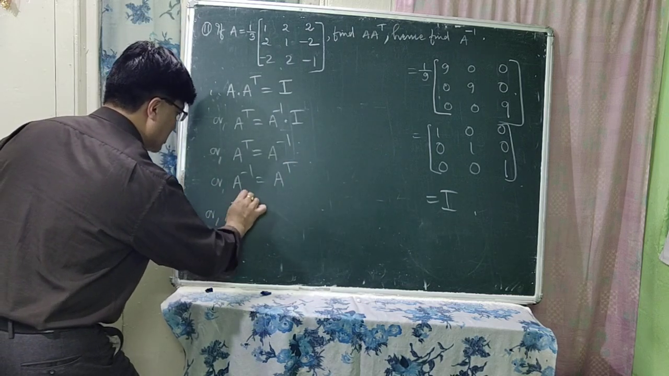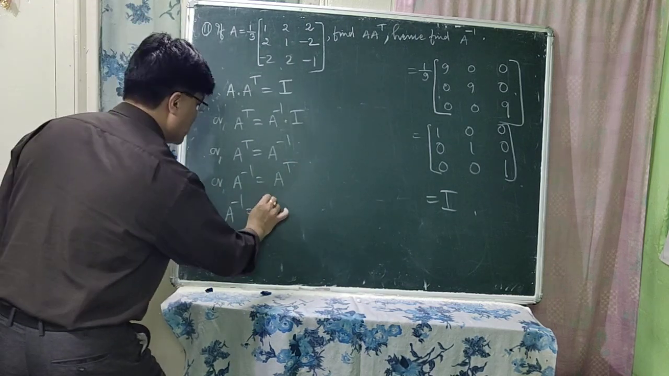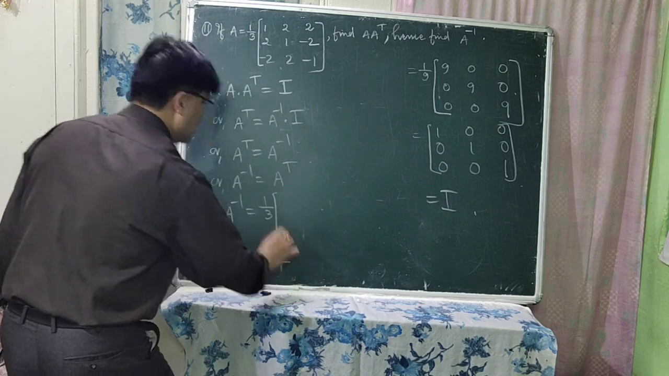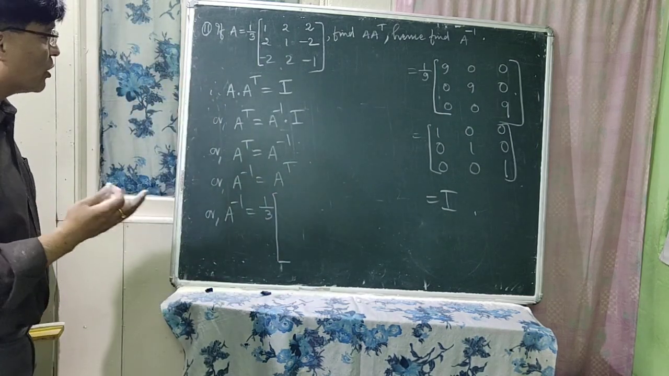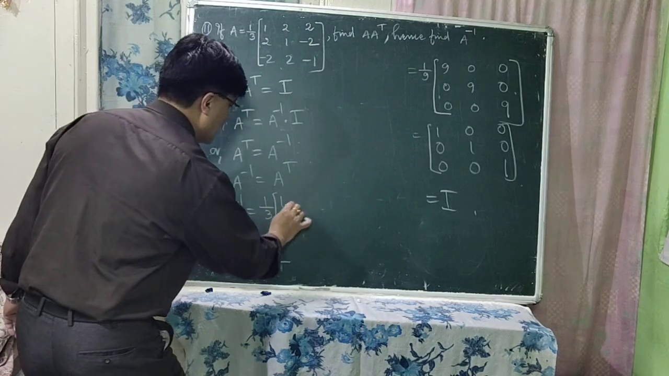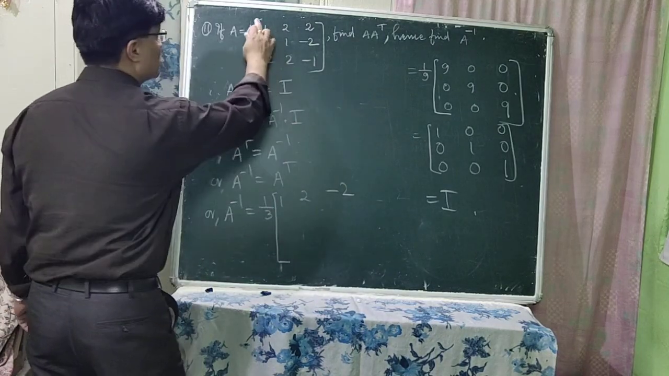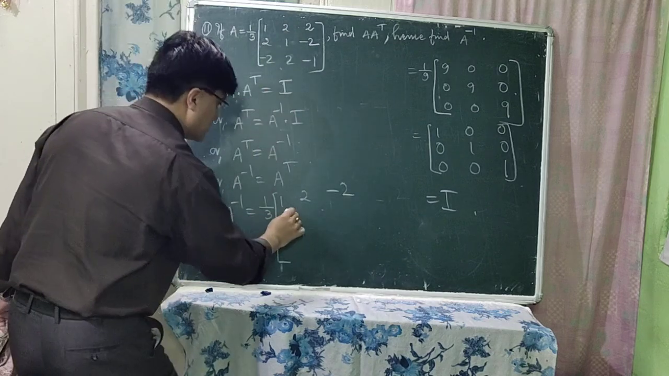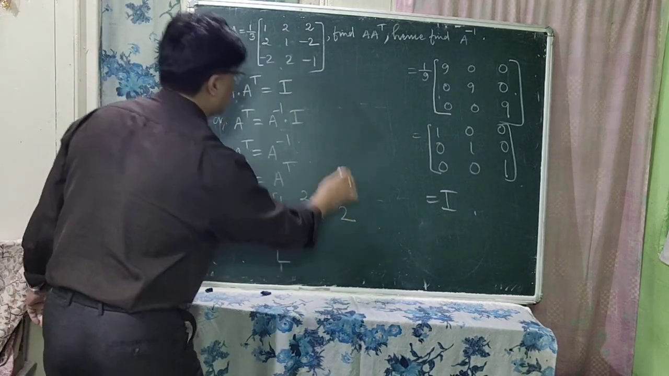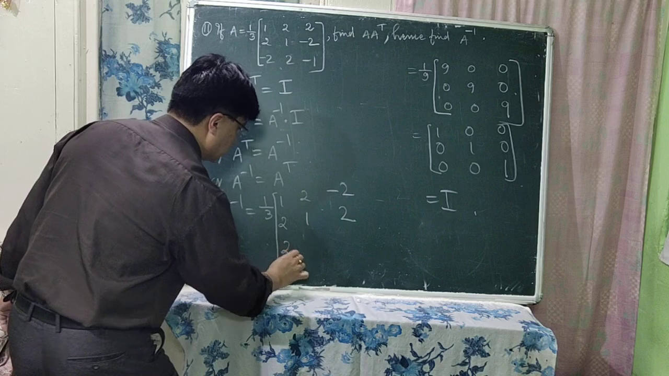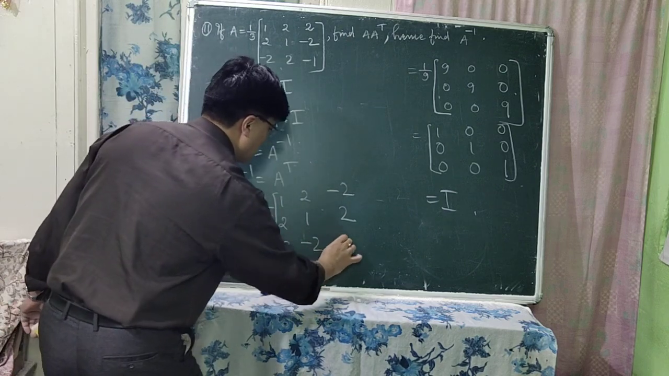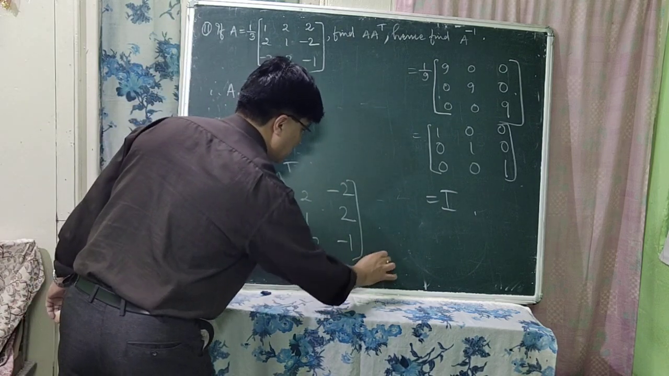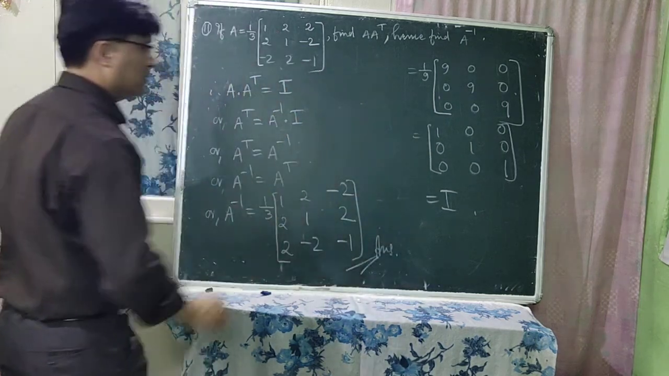Or what is A inverse now? A inverse, what is A transpose? It is 1/3. So in the given matrix A, you change rows into columns and columns into rows. What do we get? 1 2 minus 2 becomes the first row now. This first column becomes the first row here. This second column becomes the second row here, and this third column becomes the third row here, 2 minus 2 minus 1. So this is the final answer.